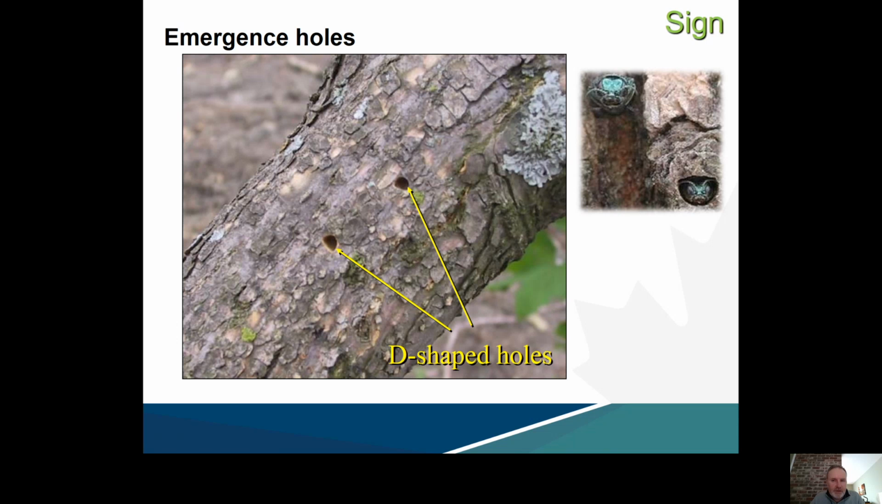When EAB's finished developing, it emerges through the trunk or through the branches of the tree through a D-shaped exit hole, and these are challenging to find in early infestations, but when a tree's been infested for a few years, they're more easily found, and so this would be a sign or symptom that would be less likely to find in early attack.